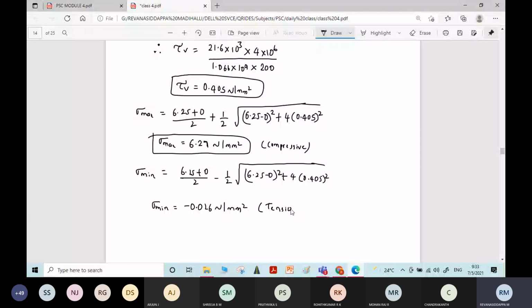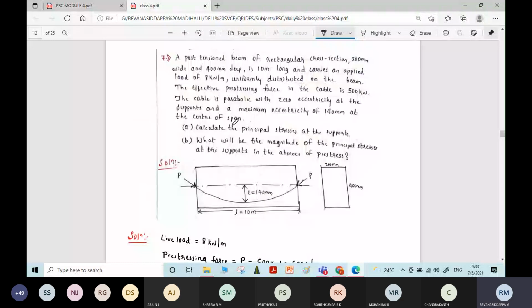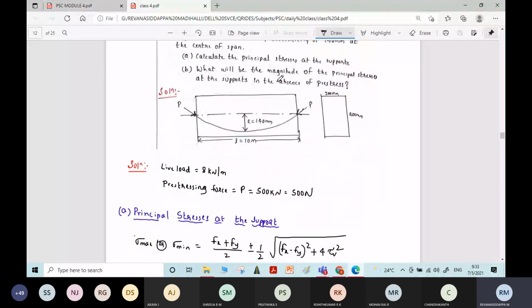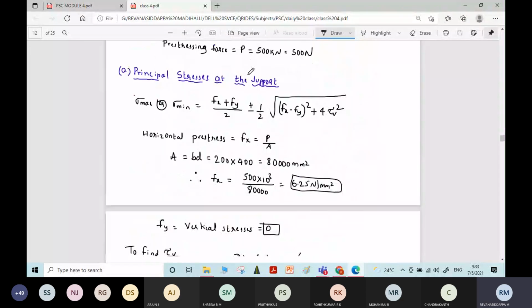Okay, so the first question is over. Now we'll move on to the next question. Just look into the next question. What will be the magnitude of the principal stresses at the supports in the absence of pre-stress? Okay, here pre-stressing force P equal to 0 in the second case, right?